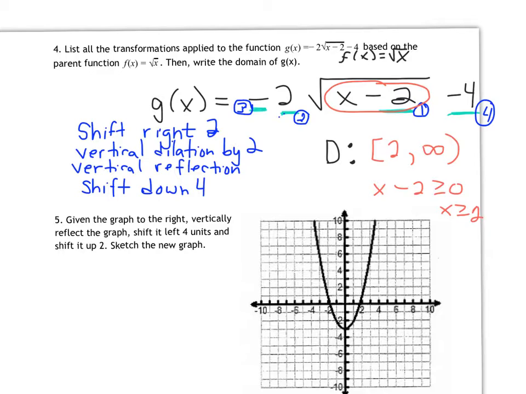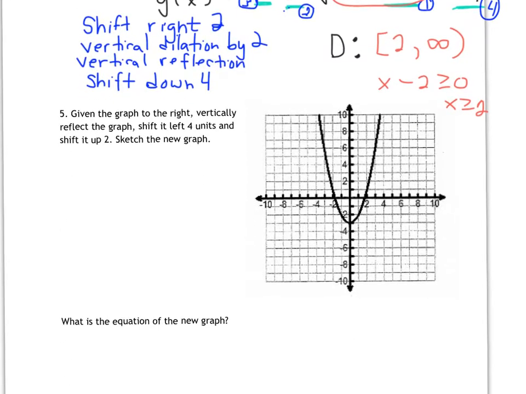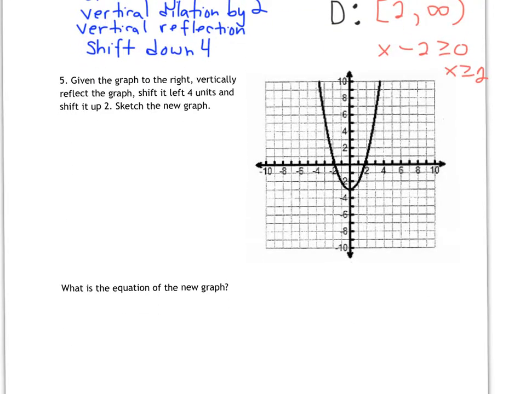All right, we have one more transformation kind of problem. It says, given the graph to the right, vertically reflect the graph, shift it left 4 units, and shift it up 2. Identify the new graph. Okay? So this graph originally, if we look at this graph that's given, is f of x equals x squared. But if you notice, it doesn't start at 0, 0. It starts at minus 3. So this f of x equals x squared minus 3 is what we have here.